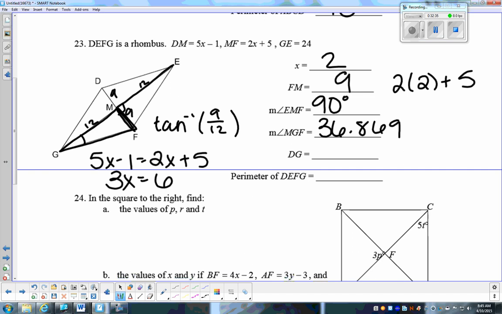All right, so then DG. To get DG, we have to use the Pythagorean theorem. 9 squared plus 12 squared makes DG 15. So since DG is 15, all of the sides are 15. That means our perimeter is 60.